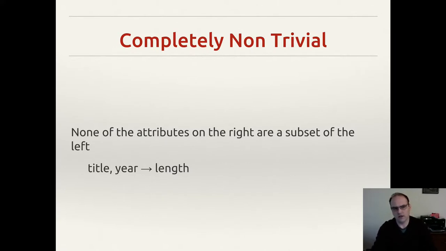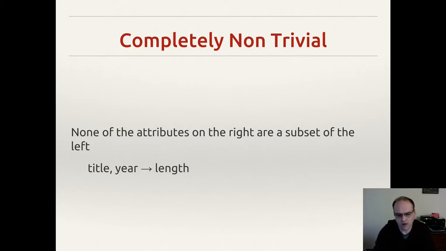So the point of describing a trivial one is just to get to the point where we can get to this, which is a completely non-trivial one. And now we'll know why we have to break these things apart, because this is the one we actually are looking for. So those things we don't care about. Those are simple, right? But for completely non-trivial functional dependencies, and I'll explain why it's completely in a moment, there is no subset of the left side on the right. So in this case, we have title and year on the left, and we have length on the right. Title or year do not appear on the right. This is a completely non-trivial functional dependency.